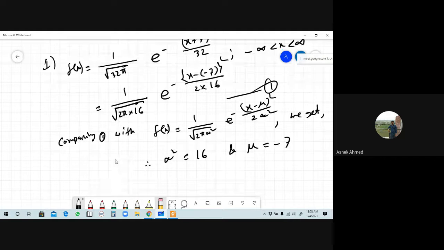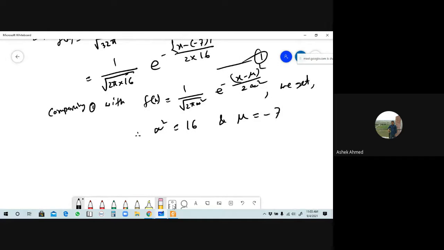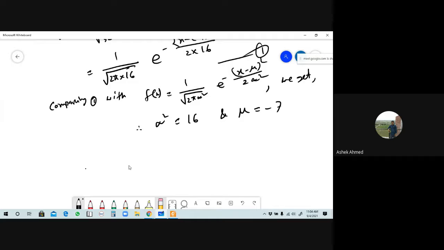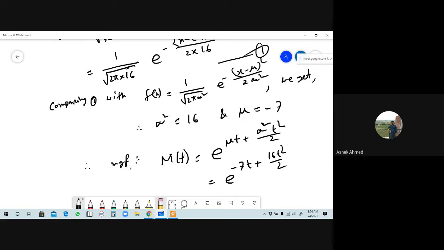তাহলে এটা হলো কি আমাদের the values of mu and sigma square. From here you have to write down the moment generating function. Okay, now the value of mgf, moment generating function, that is capital M of t, is it right? So the mgf is e to the power mu t plus sigma square t square by 2. So this will be e to the power minus 7 t plus 16 t square by 2, is it right?